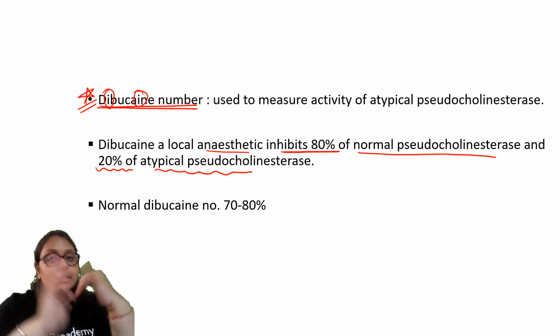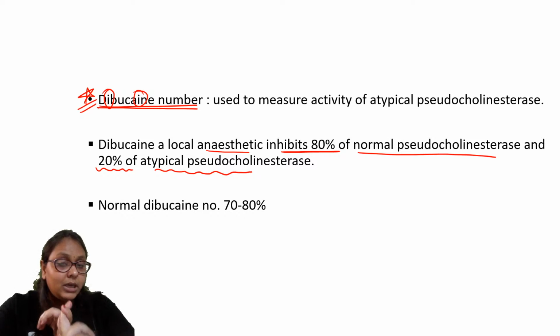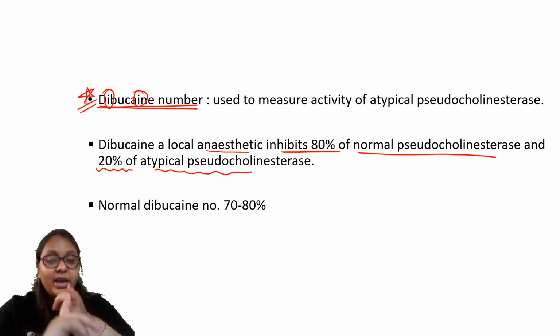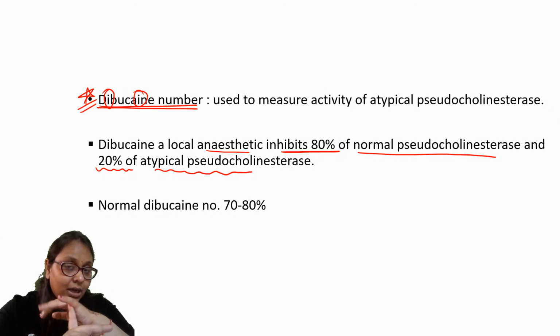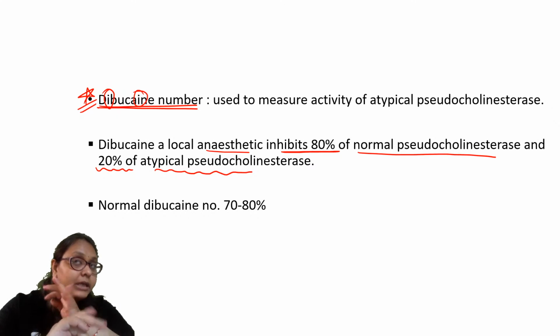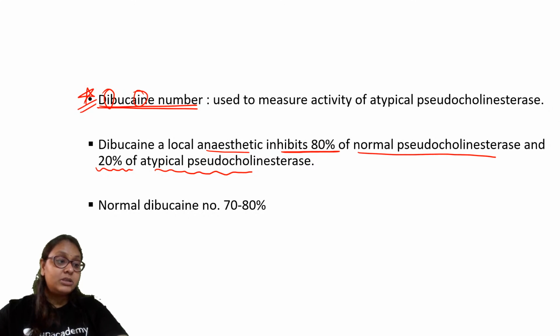Is it clear? Succinylcholine is a very important drug. Many questions are asked from this. Questions: depolarizing, phase 2 blockade, fasciculations, hyperkalemia, treatment of phase 2 blockade, and Dibucaine number. These all are the questions which are asked from scoline.